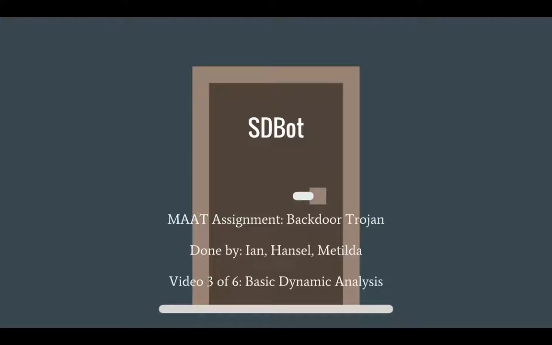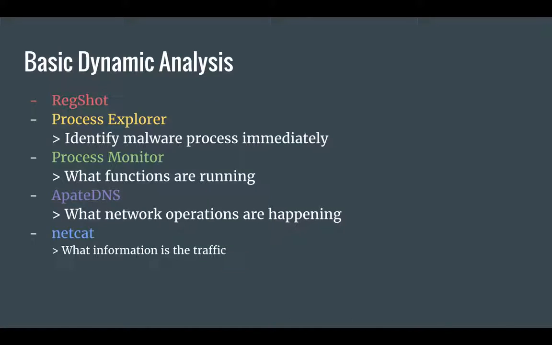So today we'll be taking a look at basic dynamic analysis from where we left off last time on basic static analysis. We'll be taking a look at Regshot, Process Explorer to identify it immediately, Process Monitor to see what functions are actually running, ApateDNS to see what network operations are happening, and last but not least, netcat to see what information is in the traffic.